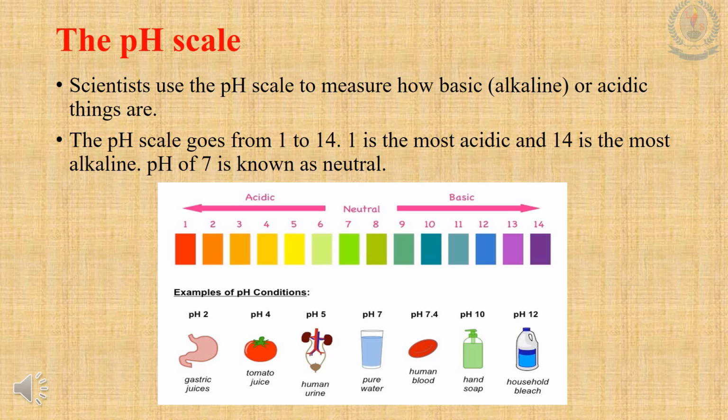So if some solution has a low pH, which is close to 1, then it is very acidic. And if some solution has high pH, which is close to 14, it is very alkaline. pH of 7 is neither acidic nor alkaline.